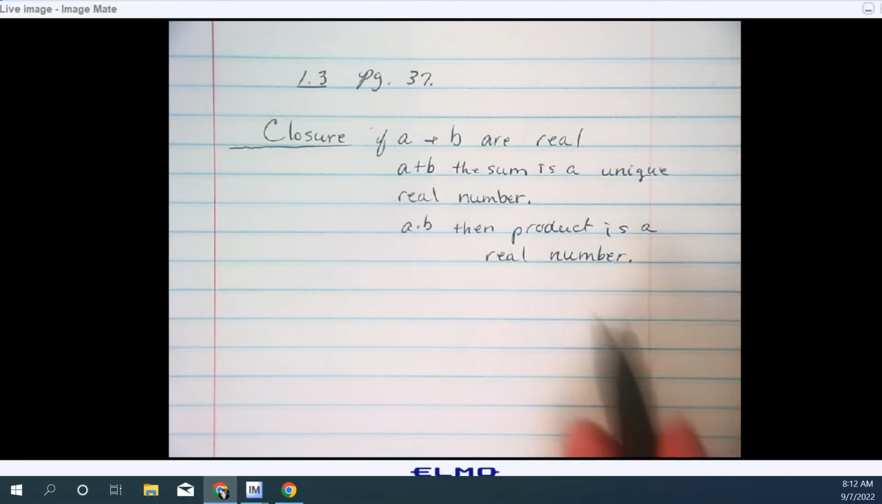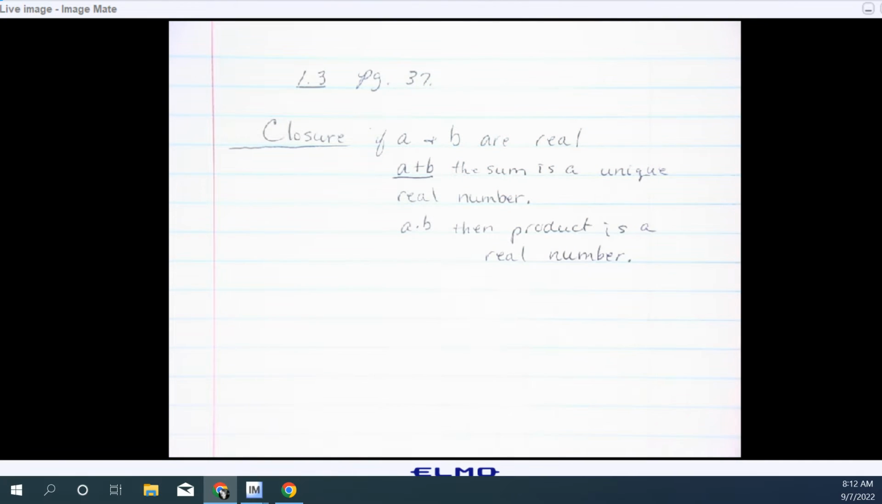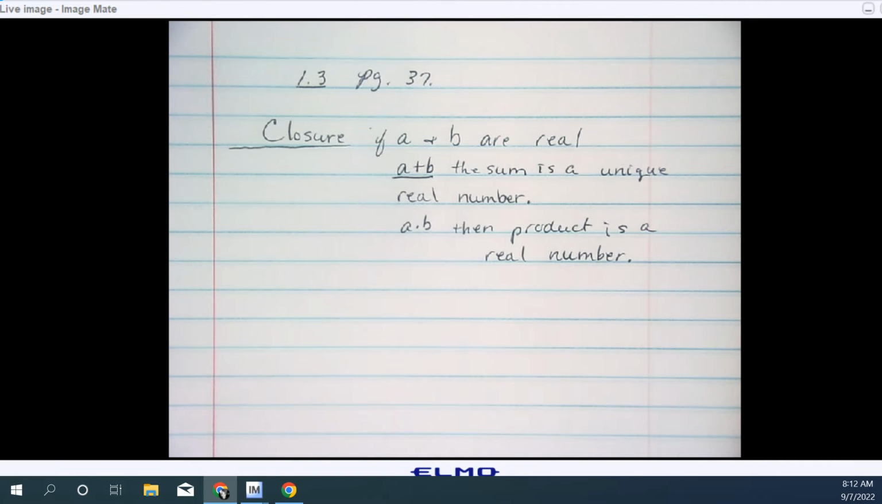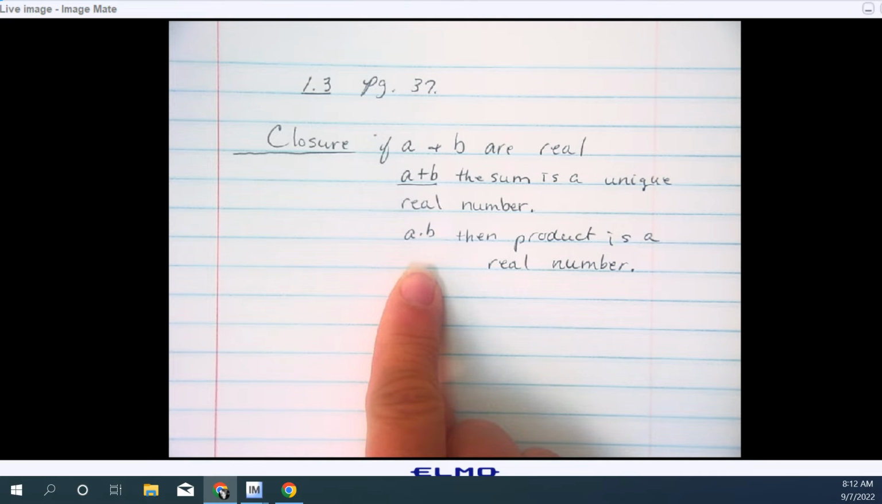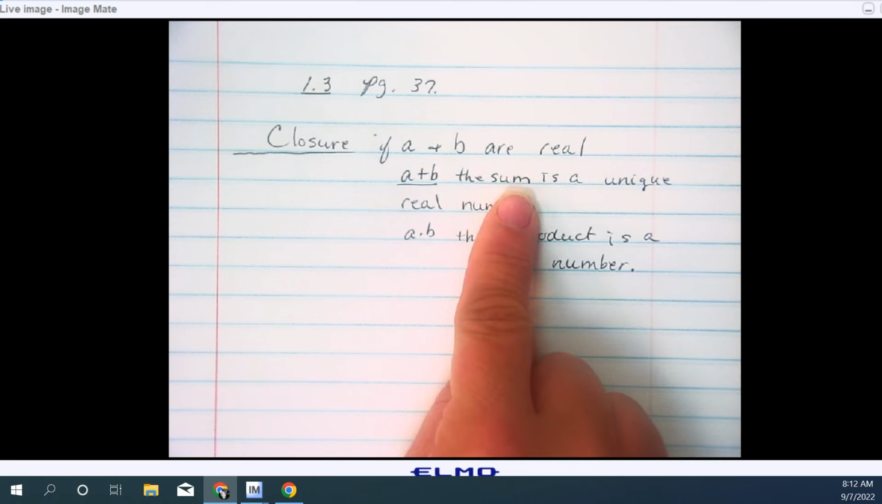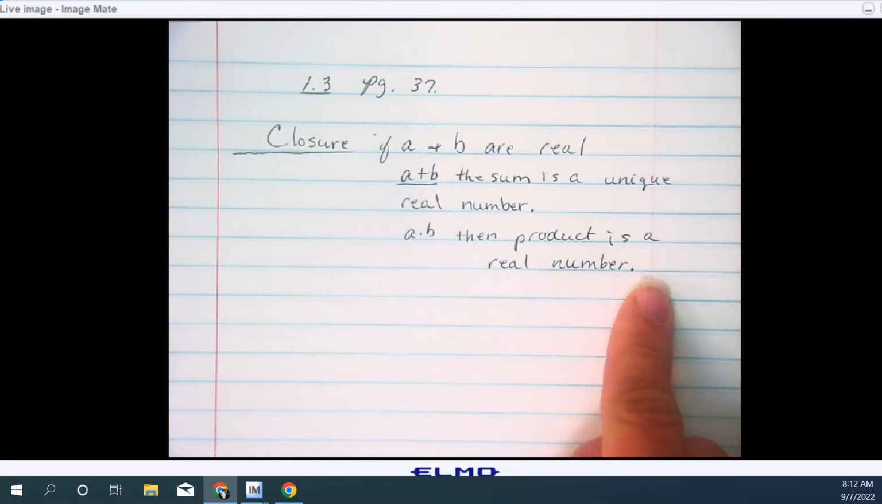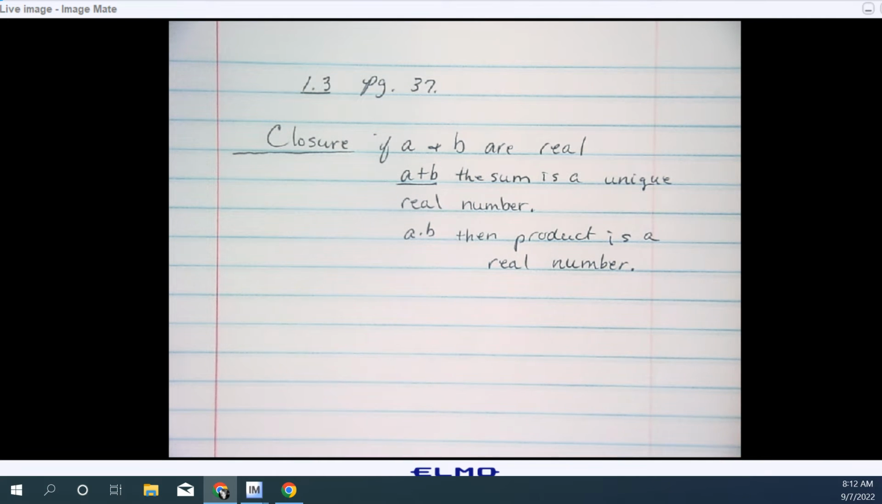And you do understand that adding a negative number is the same as subtracting, so that A plus B, the sum, is covered with subtraction, and multiplying by the reciprocal is the same as dividing, so that takes care of add, subtract, multiply, and divide. So if you do an operation with real numbers, then your answer is going to be real. That's closure.